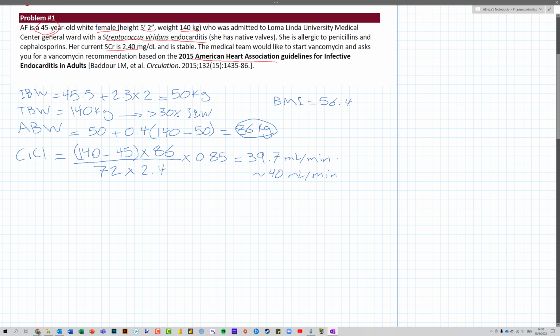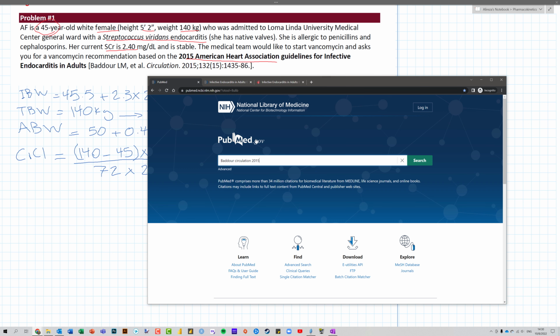Okay, so we got the basics down. Next, we need to know how to actually dose vancomycin based on 2015 American Heart Association guidelines. So if you go to PubMed and essentially just type the first author, the author's last name is given to you here, Baddour, and then the journal name, Circulation, and the year of publication. That's a good starting point.